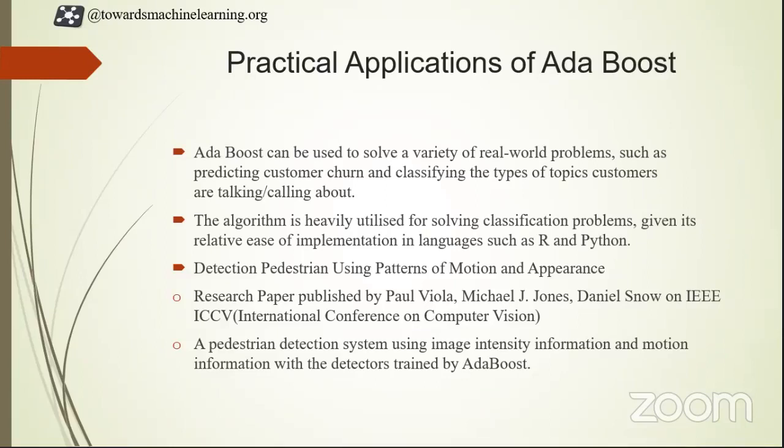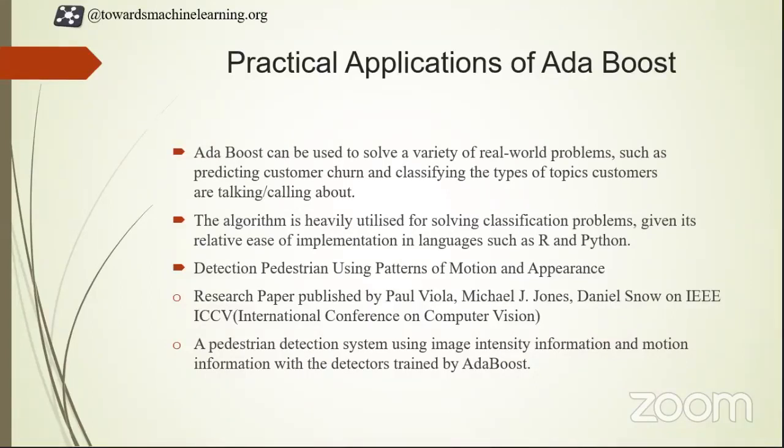Now, this is the practical application which I was talking about, image classification. We have one research paper for detection of pedestrians using patterns of motion and appearance. This research paper was published by Paul Viola, Michael J. Jones, and Daniel Snow at IEEE ICCV, the International Conference on Computer Vision. It is really an amazing research paper. If you have time, it's available online, please go through it.